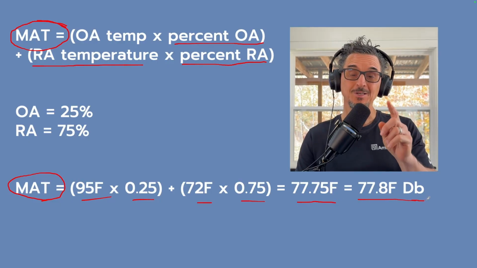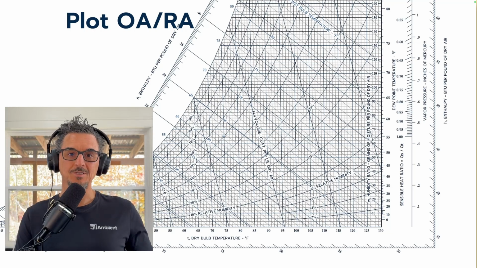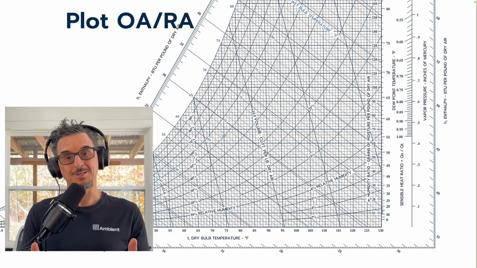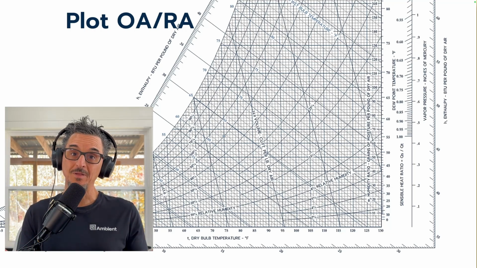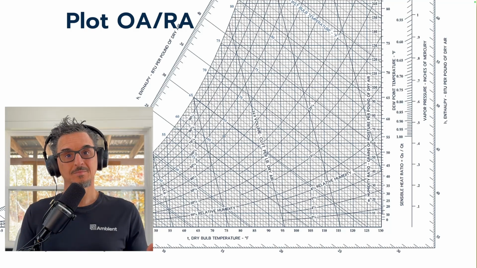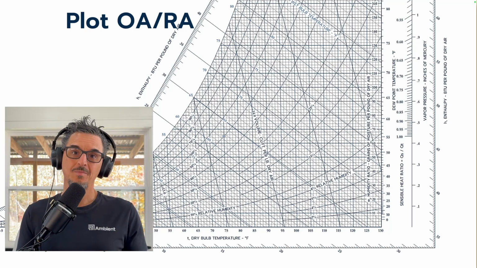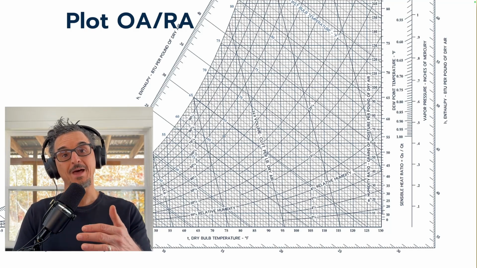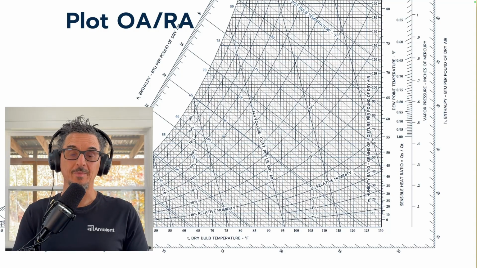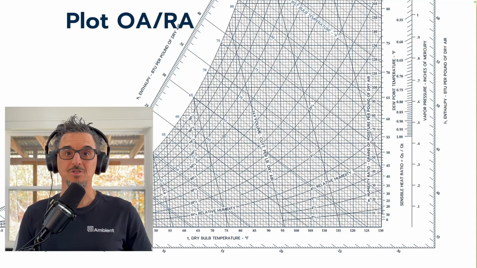Now, here's an important question. The dry bulb's pretty easy to calculate. What about the wet bulb, relative humidity, the humidity ratio, and the dew point? Well, we can get all that by plotting this out on the psychrometric chart. It's actually very simple. Let me show you how.